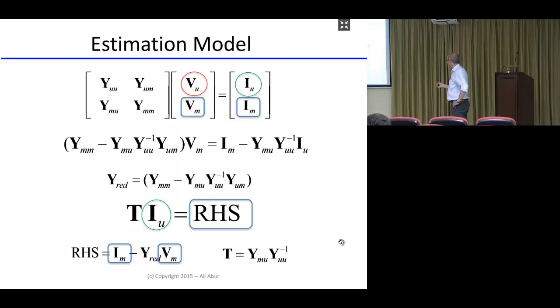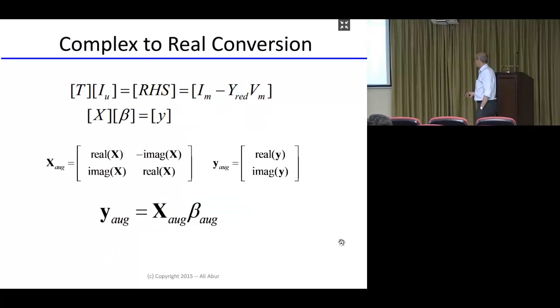This is the measured current, this is the measured voltage, and we can take this product and call it T, a coefficient matrix, and move it out here. Then we create a right-hand side which includes this, which we can calculate because VM is measured. So the right-hand side can be computed, and the left-hand side has a known coefficient matrix and an unknown current. Now, this unknown current is sparse. We know it's sparse because of the formulation, right?